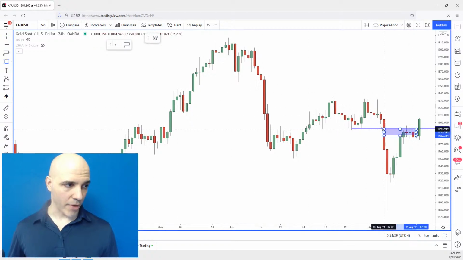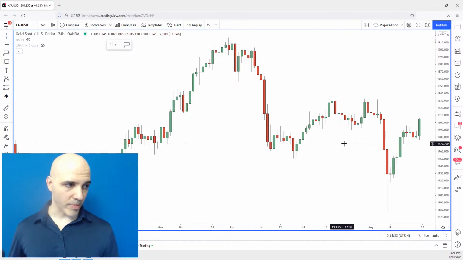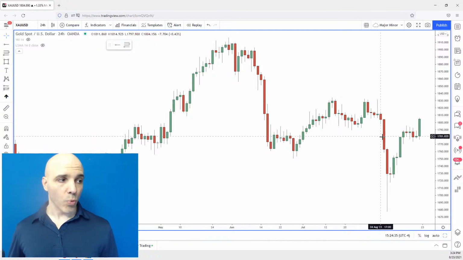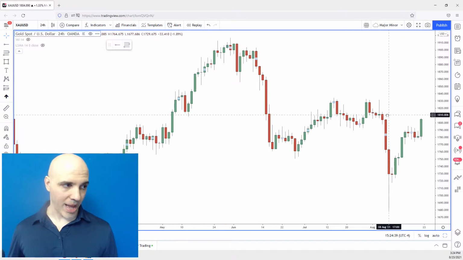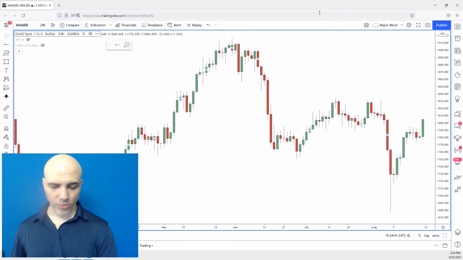We talked about this area right here on gold, possible resistance, and I was looking for maybe some sort of pullback to a support. We haven't gotten that pullback. It broke a little higher here, right? Now, what is this a result of? Take a look at the dollar index.